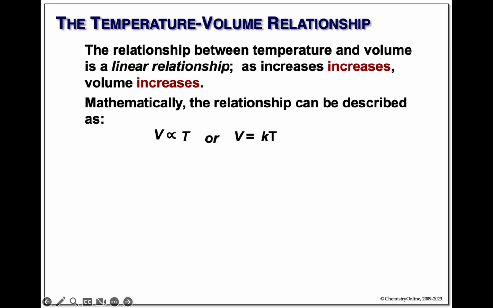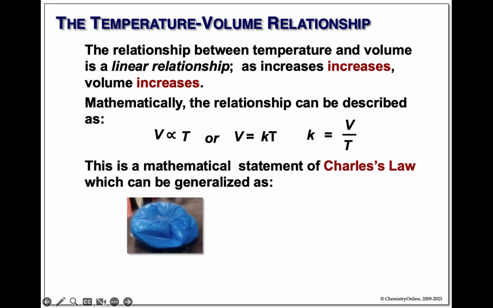We change our proportion to equal K, and we get this. Now, once again, we want to isolate K. K is equal to V over T. Now, with our balloon, we had two states, just like with our piston. When we were at low temperature, V1 over T1 was K.